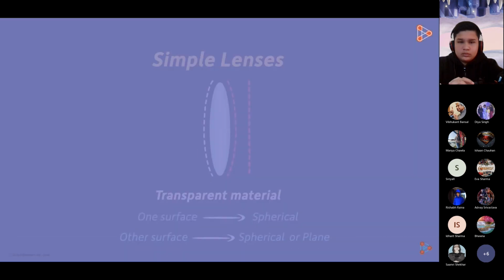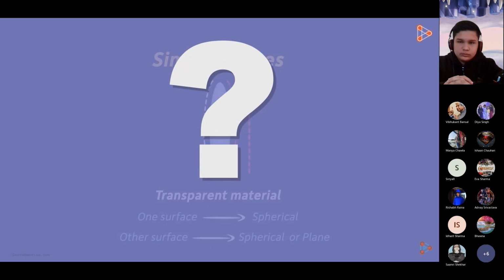Let me ask you an interesting question now. With this knowledge, how many types of lenses do you think exist?